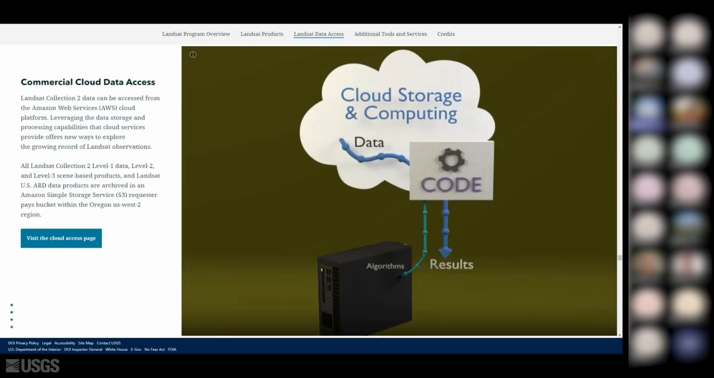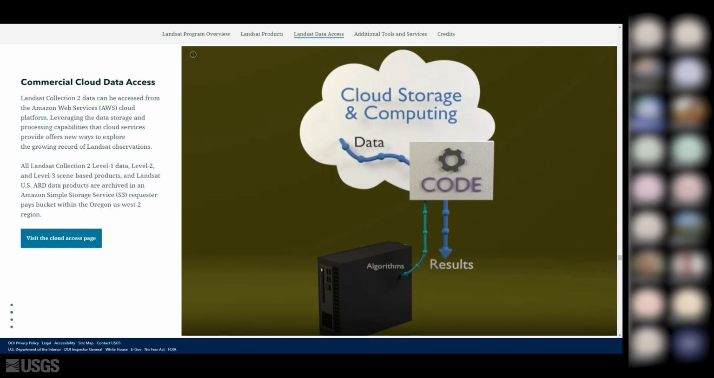In addition to the traditional data download portal like Earth Explorer, all Landsat data is also available and accessible in the Amazon Web Services, or AWS, cloud platform. All of the data is in the Amazon Simple Storage Service, or S3, requester pays bucket. And that bucket is located within the Oregon US West 2 region.